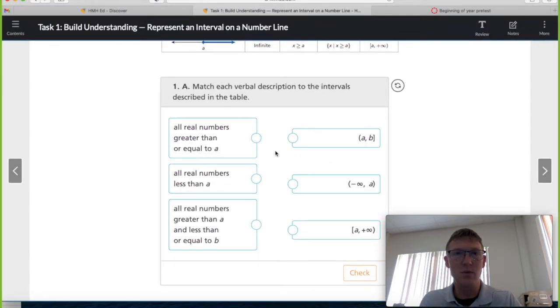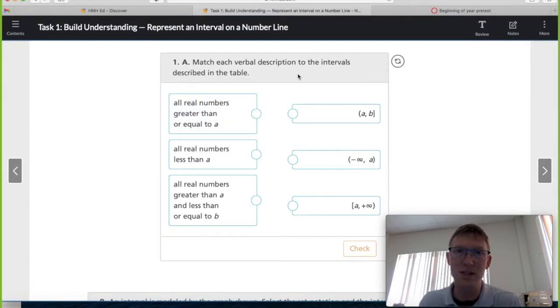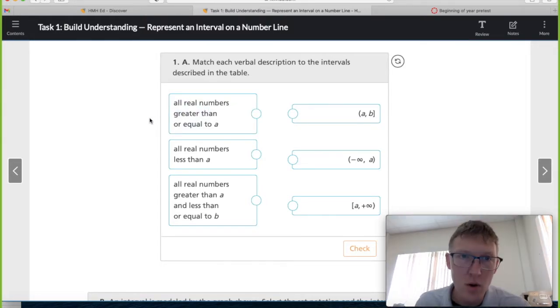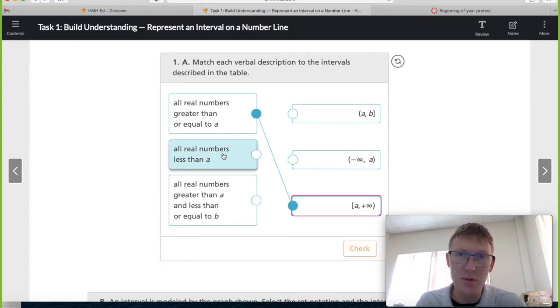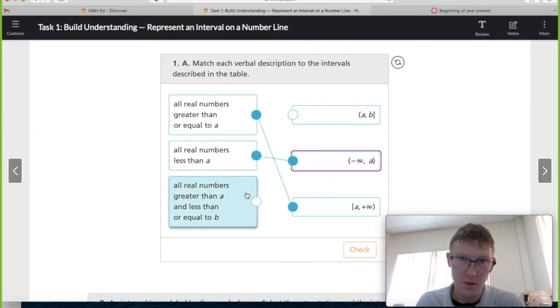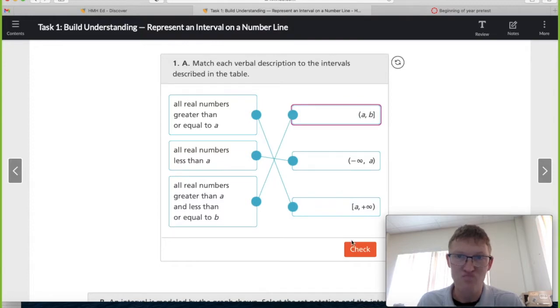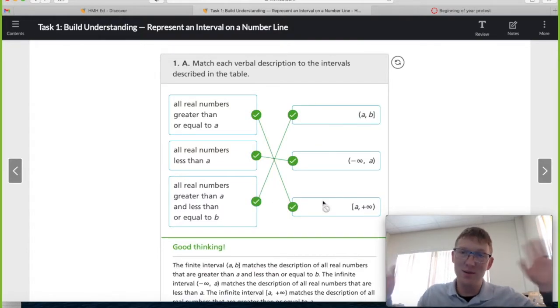So let's see what we can do with our answers here. Match each verbal description with intervals described in the table. All real numbers greater than or equal to A. So that one would be connected down to here. Greater than or equal to, square brackets. All real numbers less than A. All real numbers greater than A and less than or equal to B. And look, we even have a check. Yay! We got it right.